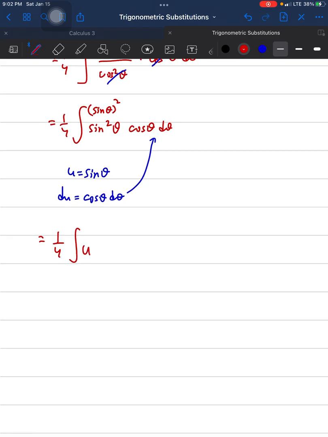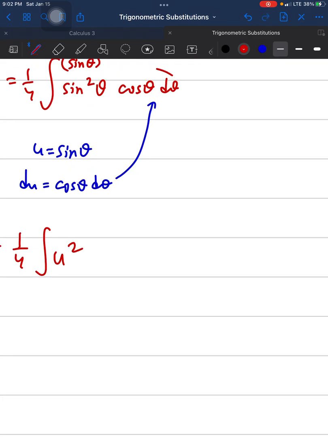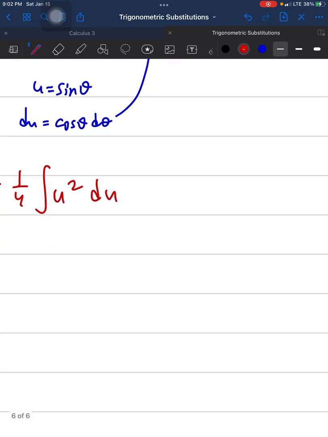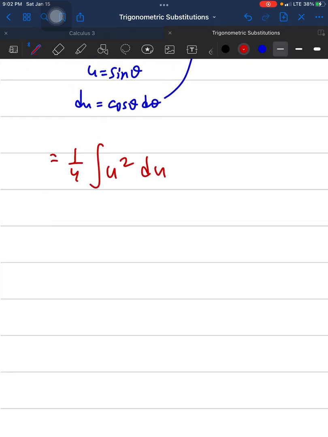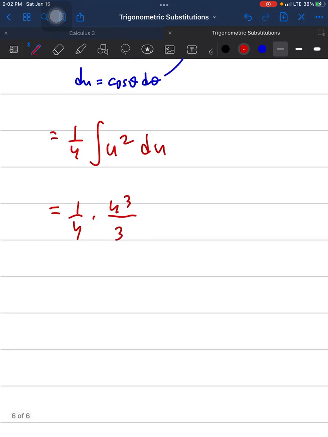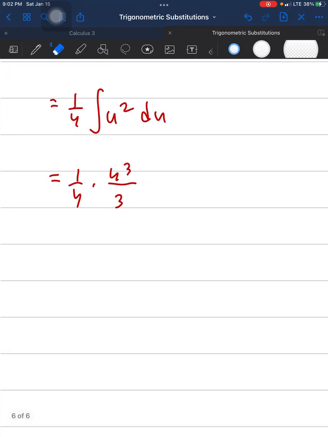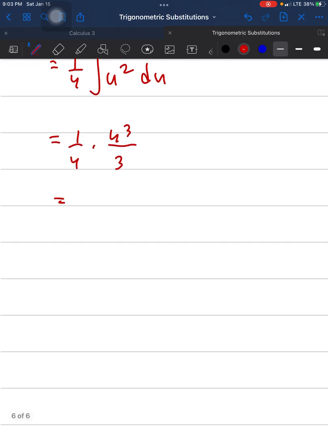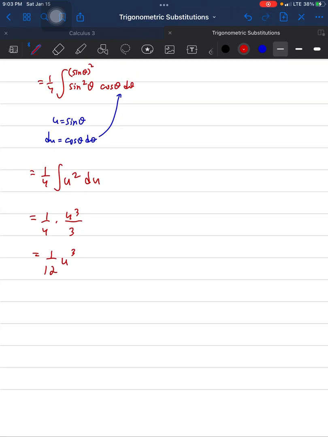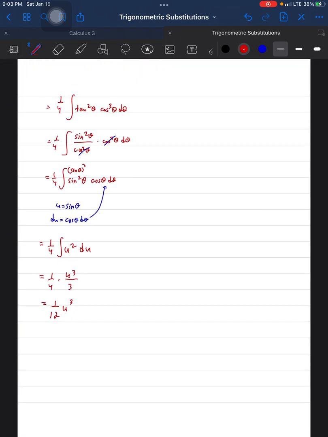So let's do this now. We know there's a 1/4 on the outside. We see that there's going to be a u squared here, and then we know du is all this right here. And this is simple power rule. So it's going to be 1/4 times the u squared. The integral of u squared is just u to the third over 3. And this is just 1/12 u cubed.